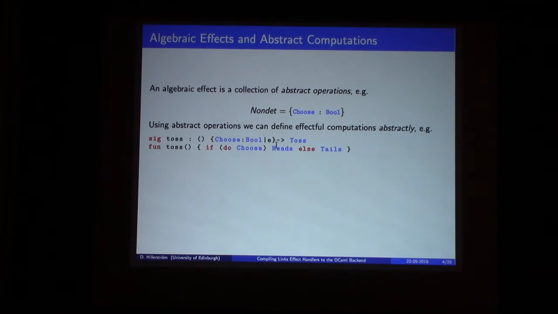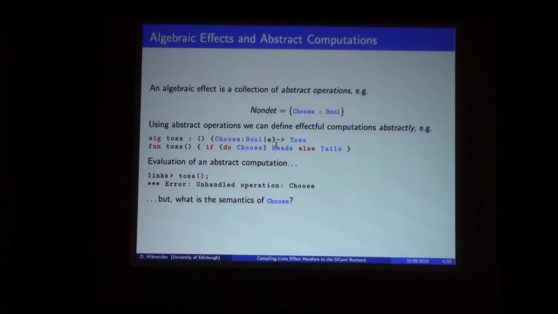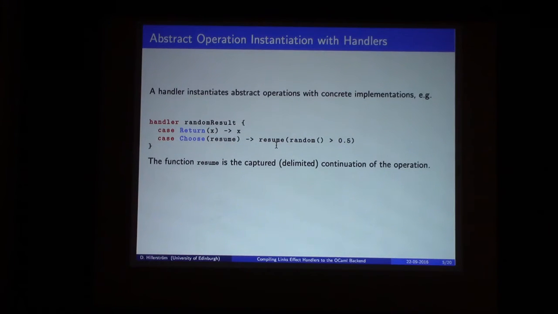This is just to say I can use this in a context of more operations. So what happens if we try and evaluate this computation? Well, it blows up and says unhandled operation choose, and that's obvious. I haven't given any semantics to choose yet. So let's try that. How do we give semantics to choose? Well, we use an effect handler. The idea of an effect handler is that it instantiates these abstract operations. An effect handler in general can consist of multiple clauses, but in this example I have a random interpretation of choose. It contains 2 clauses.